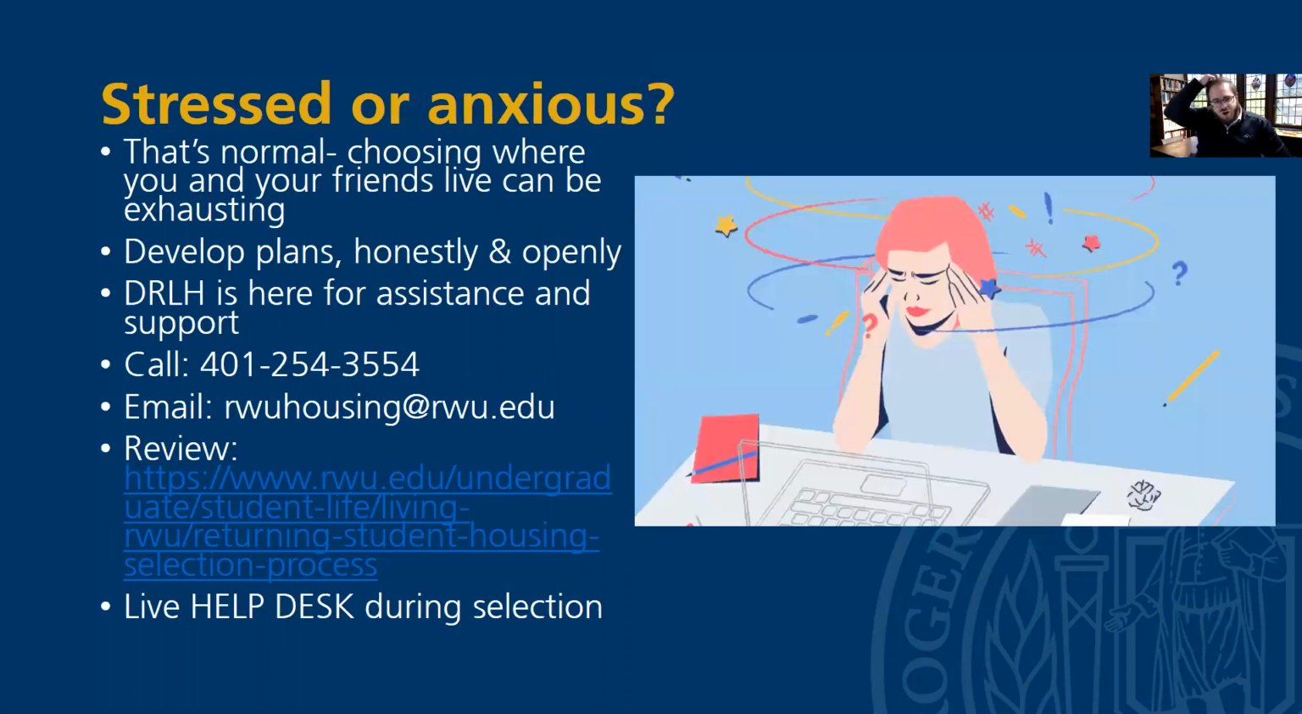I know a lot of you are probably really stressed and anxious about this, and I want to normalize that process for you. Choosing where you can live with your friends can be exhausting. It can be stressful. It can cause a lot of drama. But I encourage you all to make sure you develop plan A, plan B, plan C, plan D, E, F. Have multiple options ready for selection.